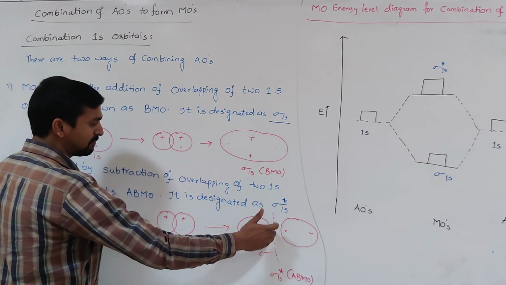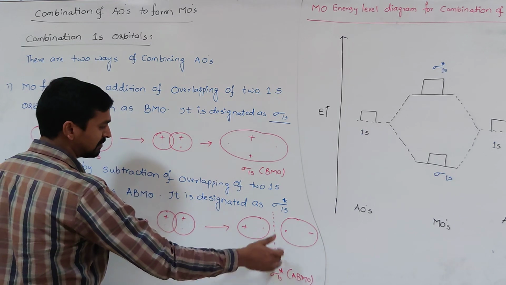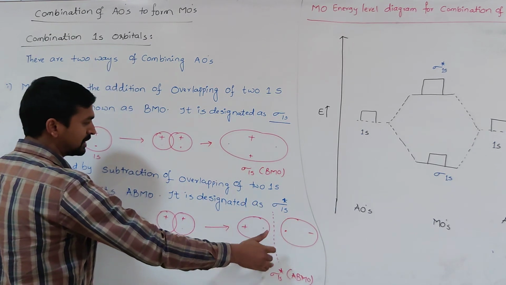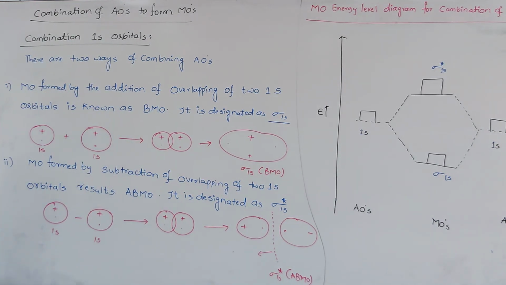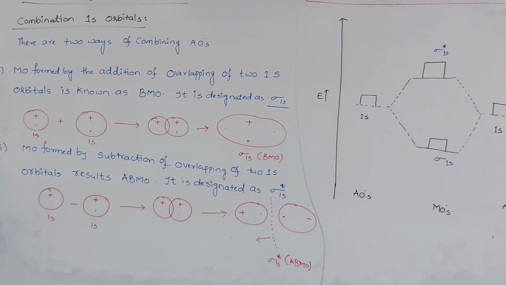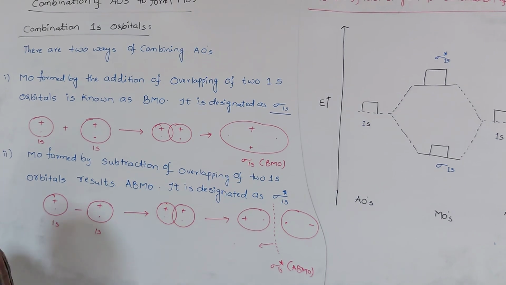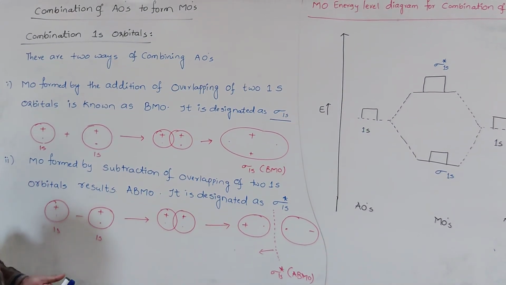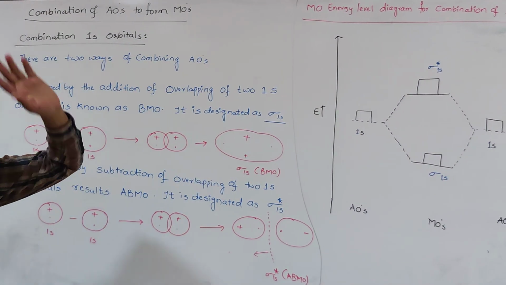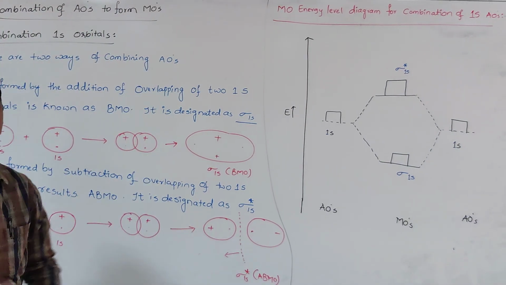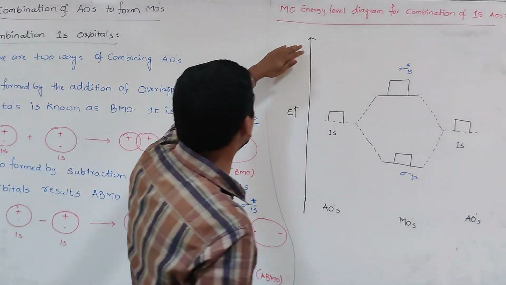Here the probability of finding the electron density in the sigma star 1s anti-bonding molecular orbital is 0. That means there should be a nodal plane. So how can we draw the energy level diagram of these bonding and anti-bonding molecular orbitals? I have already discussed this in terms of psi MO and psi star MO in the last class, but however, you can see it once.